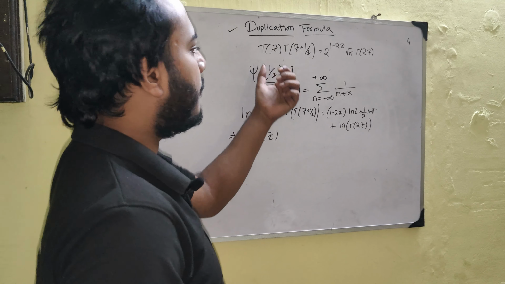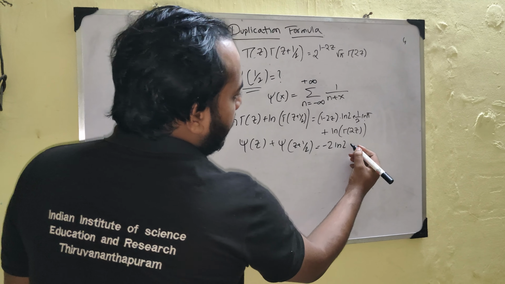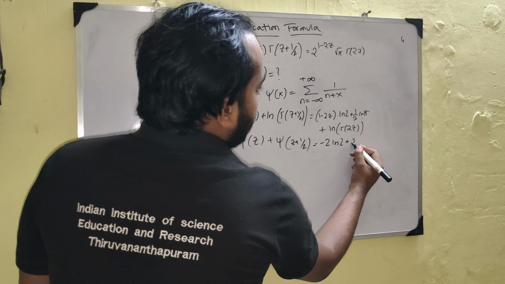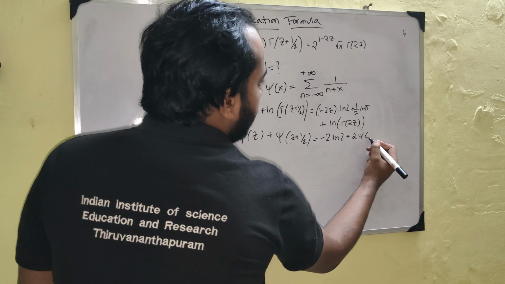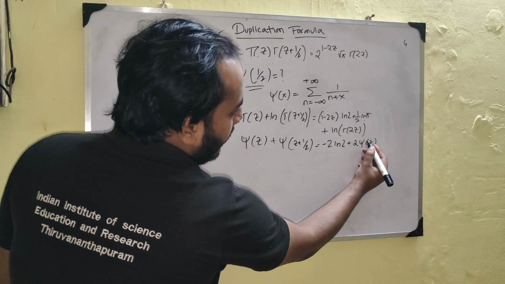Okay. Now, what is this? According to the chain rule, this should be simply minus 2 ln 2. This should be 0. And the last one, this should be 2 times the digamma function, right? So, 2 times psi of 2z, right? Psi of 2z.